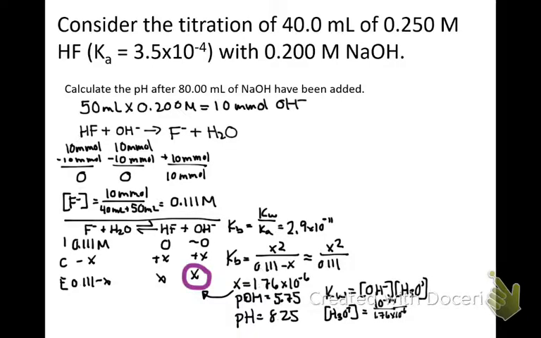So a little bit of reflection on what's going on here. This point where we have equal amounts of HF that we started with and OH minus that we added means that this is the equivalence point of our titration.